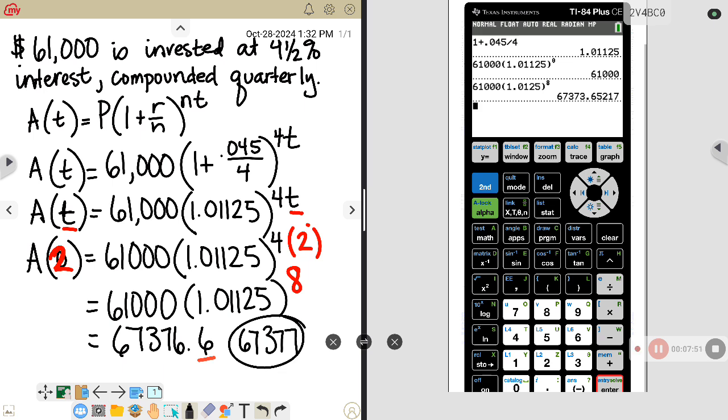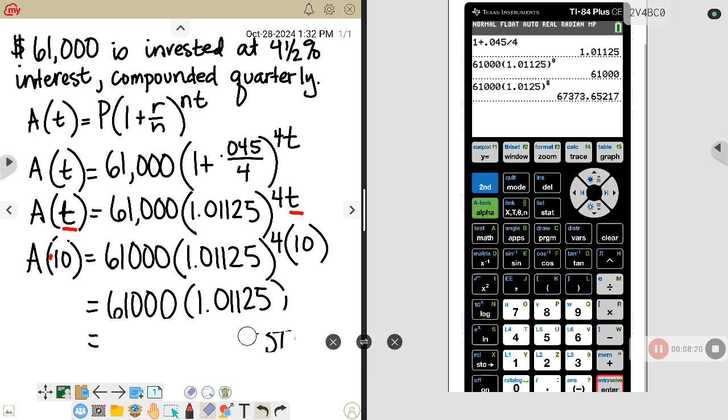So let's say now your money has been invested for 10 years. So again, what you are changing is the number that you're putting in for the t. You are going to change it now to 10, which means your exponent will be 4 times 10. So my exponent now will be 40.